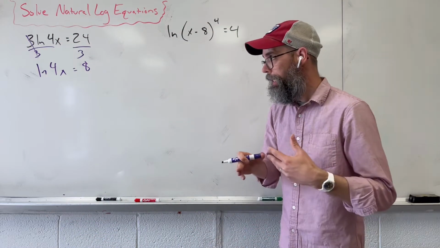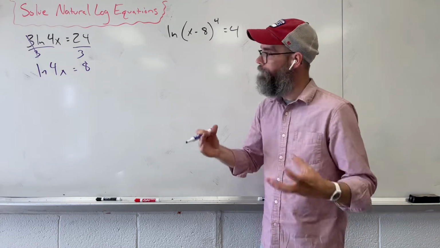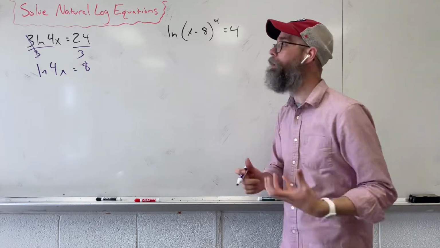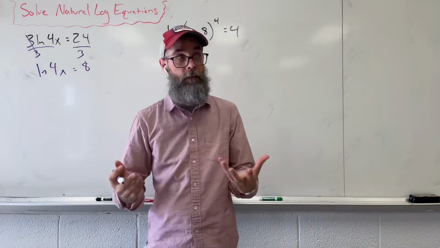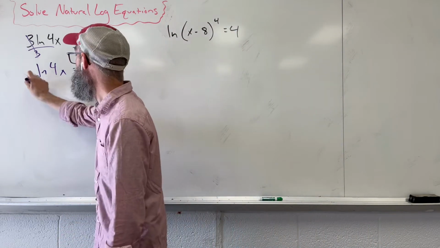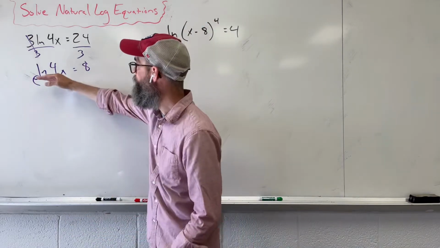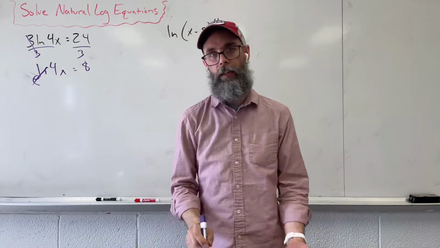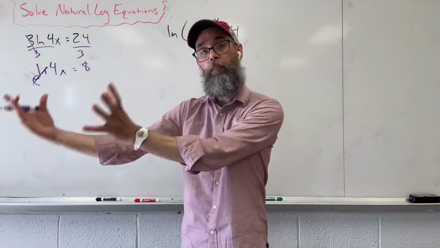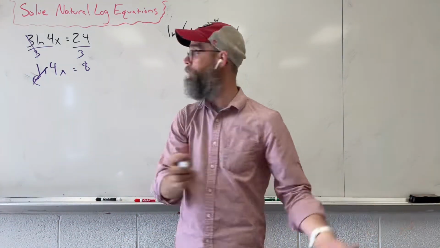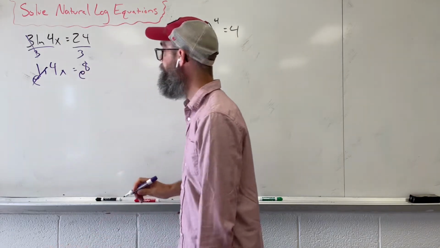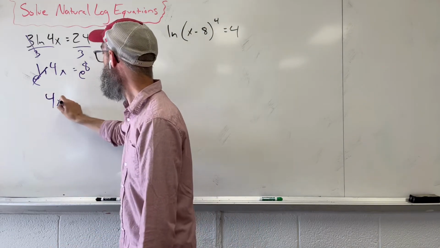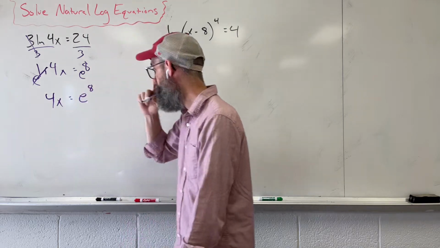Now I can't get to that x yet because it's stuck with the 4 inside that natural log, but I can make that natural log disappear. I make it disappear by using its inverse operation. In this case, it's an e. So I take e, I raise all of that as an exponent, and these two things cancel out with each other. If I put an e over here, I've got to add an e at the other end. So let's raise e to the 8th power. 4x comes down, I'm left with e to the 8th.